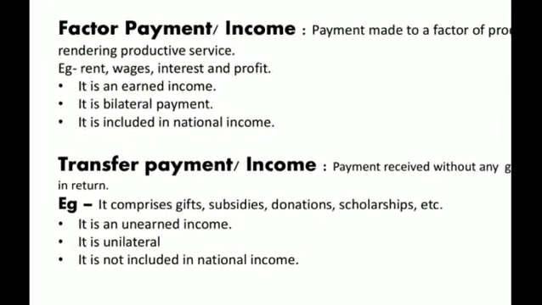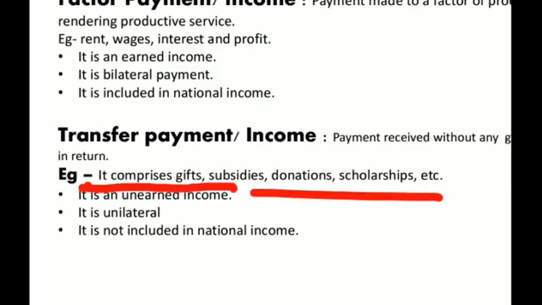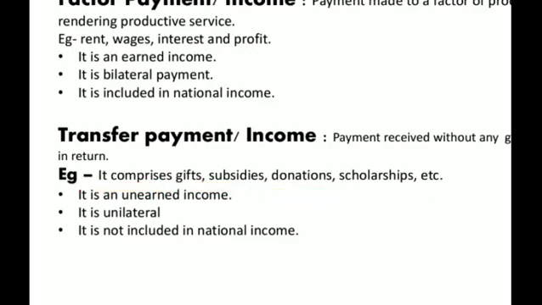It comprises, for example, gifts, subsidies, donations, scholarships. These are the examples. So it is unearned, which means a person has not worked for this money. It is unearned, and that's why it is unilateral.